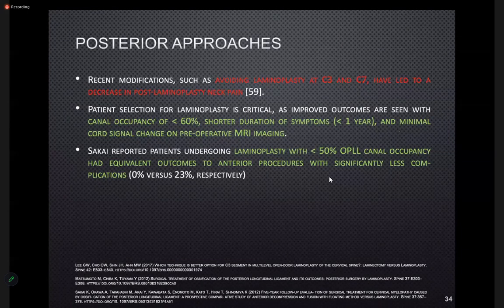And the optimal patient for laminoplasty is the patient with canal occupancy of less than 60%, a short duration of symptoms of less than 1 year, and cord signal changes on pre-operative MRI. And laminoplasty with less than 50% OPL canal occupancy has an equivalent outcome to the anterior approach, with fewer complications than the anterior approach.